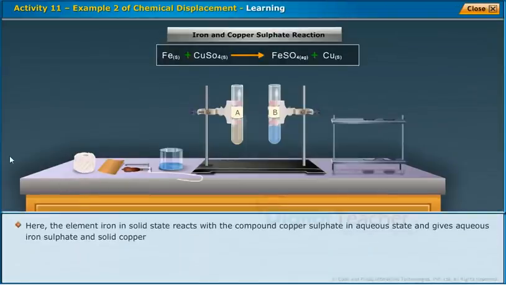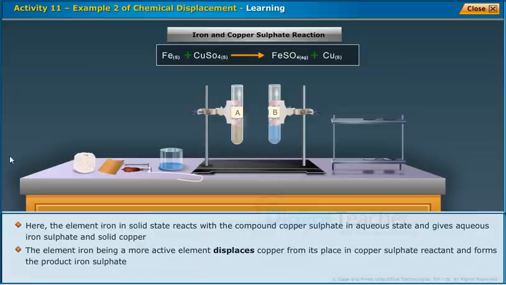Here, the element iron in solid state reacts with the compound copper sulfate in aqueous state and gives aqueous iron sulfate and solid copper. The element iron, being a more active element, displaces copper from its place in copper sulfate reactant and forms the product iron sulfate.